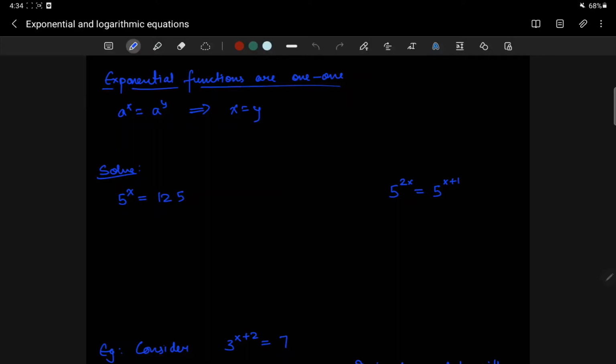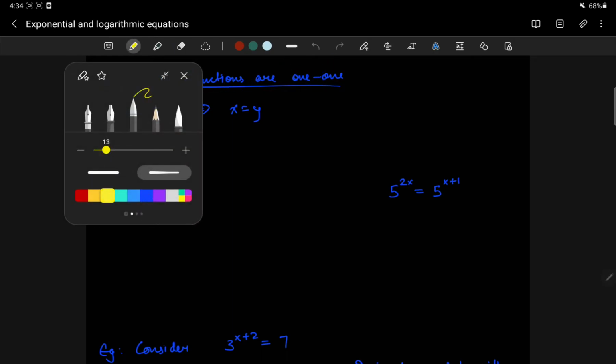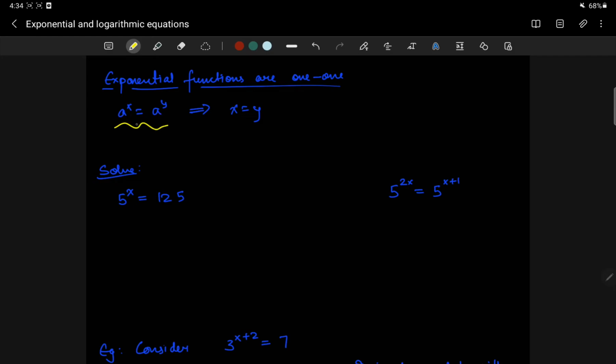Hi everyone, in this video we will look at solving exponential and logarithmic equations and look at a bunch of examples. Now, exponential functions are what we call one-to-one functions, meaning that if the results agree, then the inputs must have agreed as well. So for example, if I have to solve 5 to the x equals 125, then I make the observation that 125 is 5 cubed, which gives me that x must have been 3.